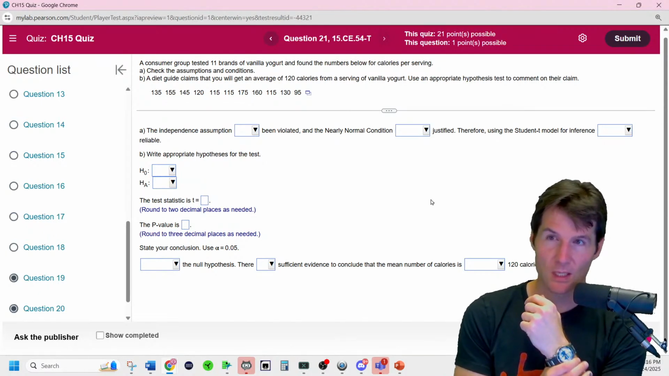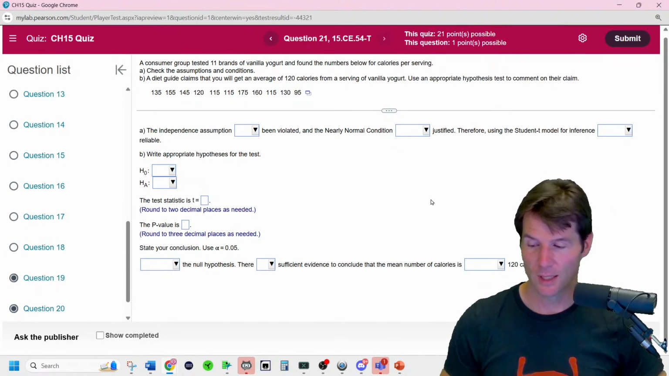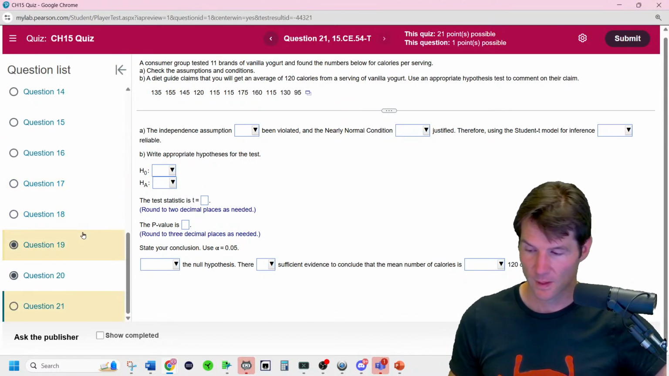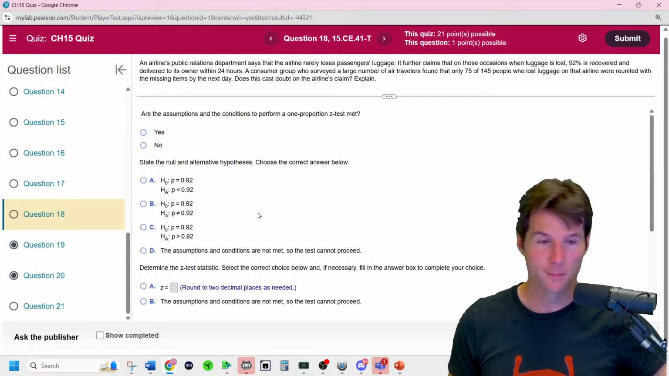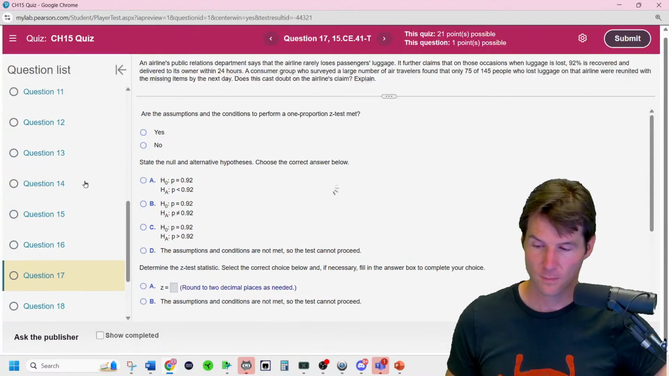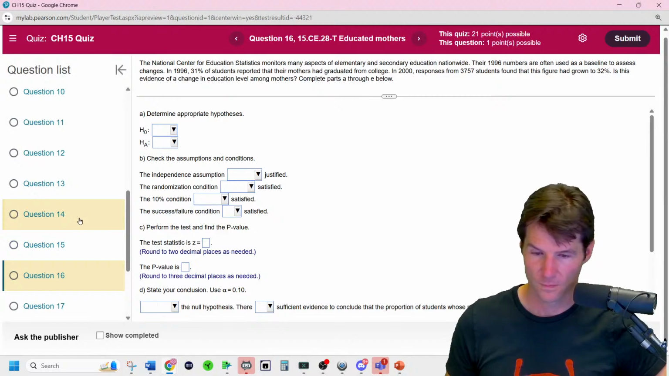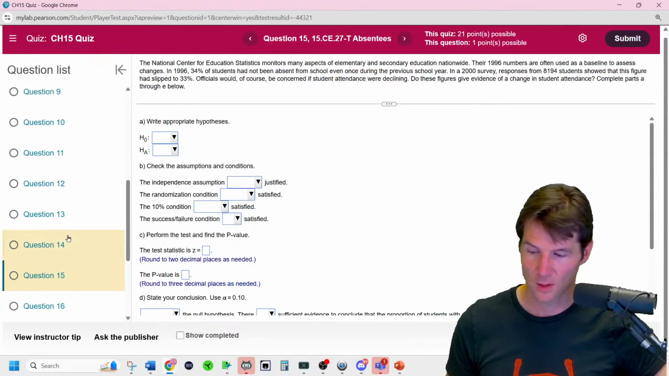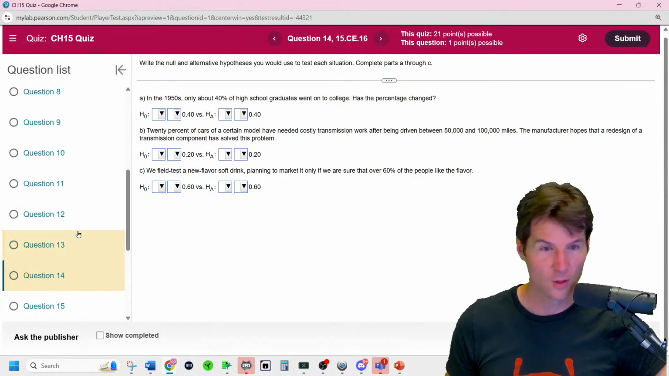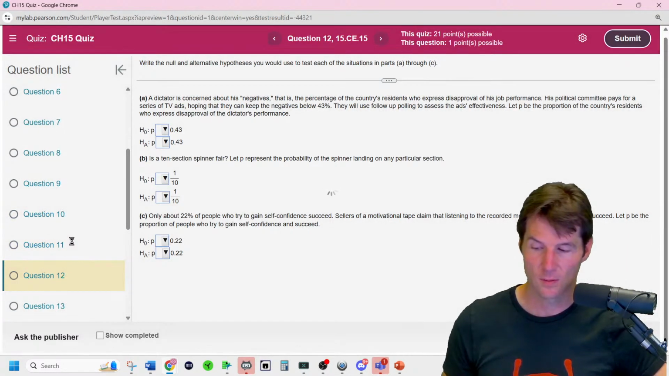I wish they went into more detail on the random, 10%, and nearly normal conditions. But what other questions are there? Could do that one. This one you have to do by hand. This one's a different solve. This one's a solve by hand. Another solve by hand, because you don't have JMP data. Nulls and alternatives, that's a good practice. I do like that. More nulls and alternatives.